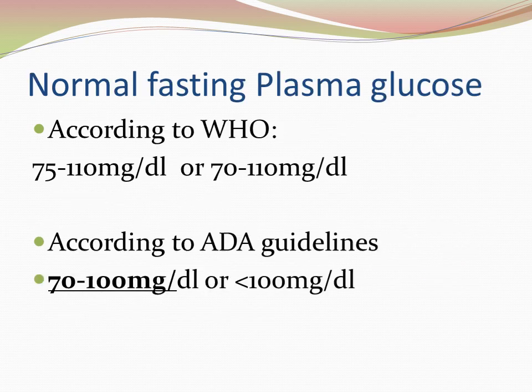Let us now talk about the normal fasting plasma glucose. According to WHO, it is 75 to 110 or 70 to 110 milligrams per deciliter, and according to ADA guidelines, it is 70 to 100 milligrams per deciliter. So you can see a little bit of difference with the upper limit. ADA believes that maintaining a stringent range ensures a better euglycemic status and better diabetic control in the long run. Most clinicians prefer ADA guidelines.